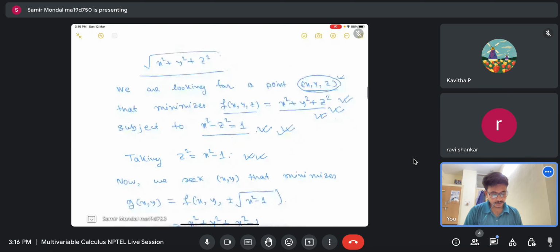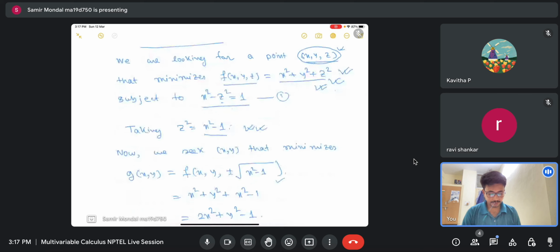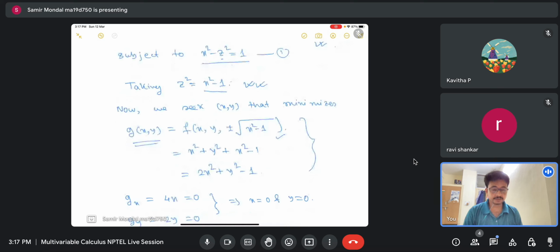Now from this equation, if you eliminate z, we will get z² = x² − 1. Put this value into the function f. After putting the value of z here, we get a two-variable function g(x, y). Now there are no restrictions, because we already eliminated the variable z. We get g(x, y) = 2x² + y² − 1.